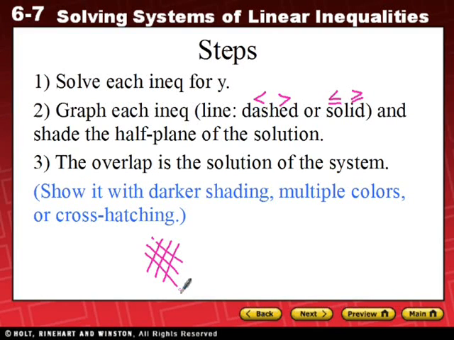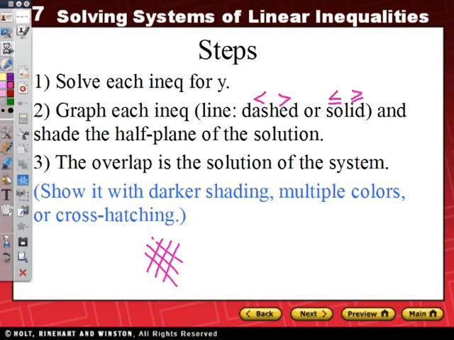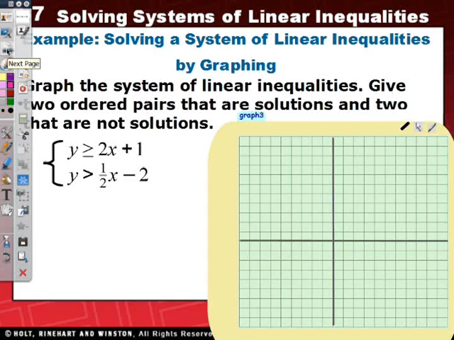Actually, well, I still would do this one on graph paper. This is the example, though, that is there in the middle of page 88. Okay, so there's our two equations. We're going to graph them, and it also asks us to give two ordered pairs that are solutions and two ordered pairs that are not solutions.